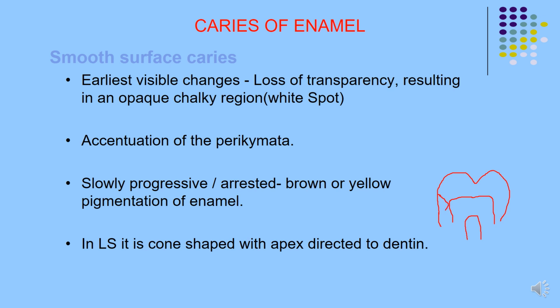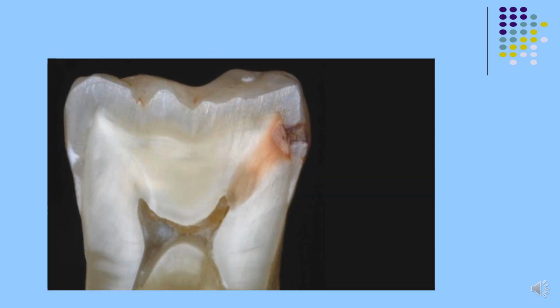The lesion in enamel progresses like this, so the apex of the carious lesion is directed towards the dentine, whereas the base of the cone is present on the enamel surface. So this is how a smooth surface lesion looks, which is exactly what we were just mentioning here.